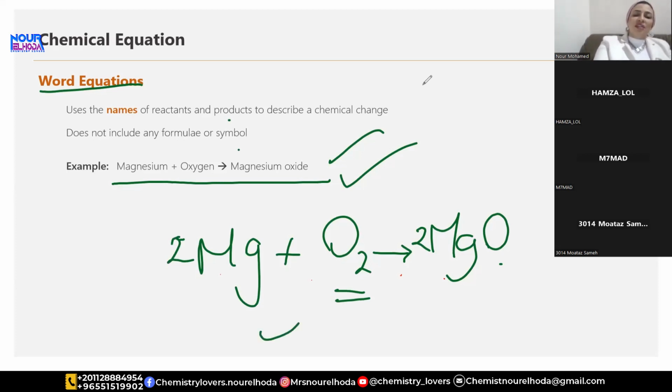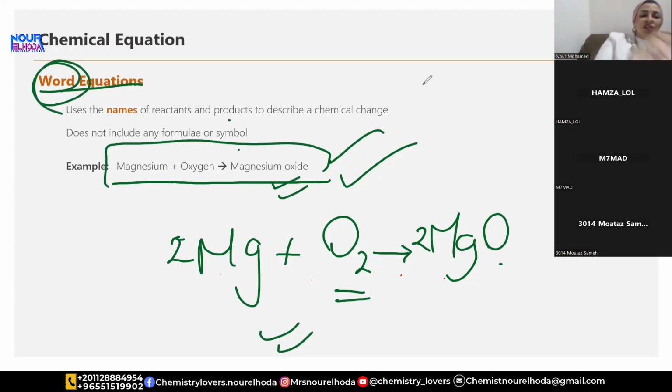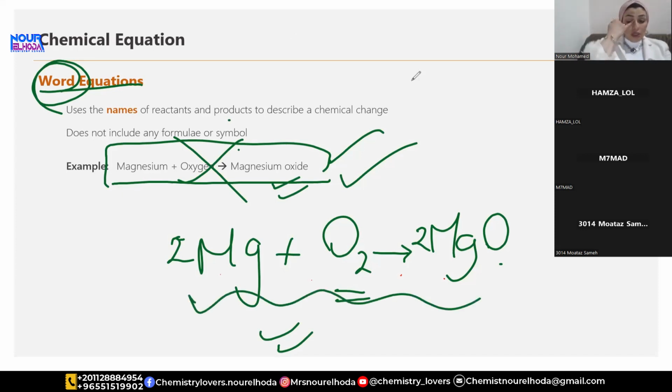So when do I write this? Don't write this except if you see this word. If you didn't see the word equation, don't write this. But take care, this is so tricky. Yes, you're right. Okay? But here, when you write 2Mg plus O2 is going to give you 2MgO. This, if he asks you about what?